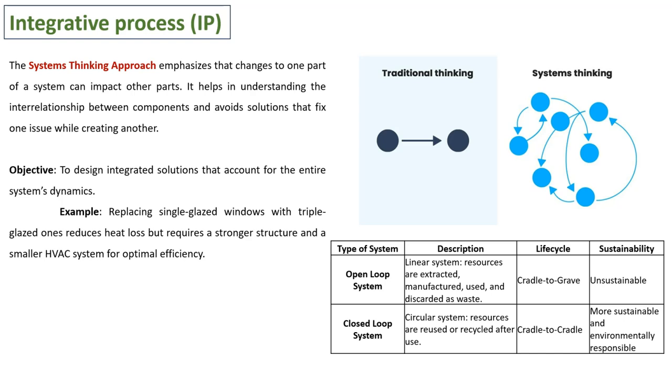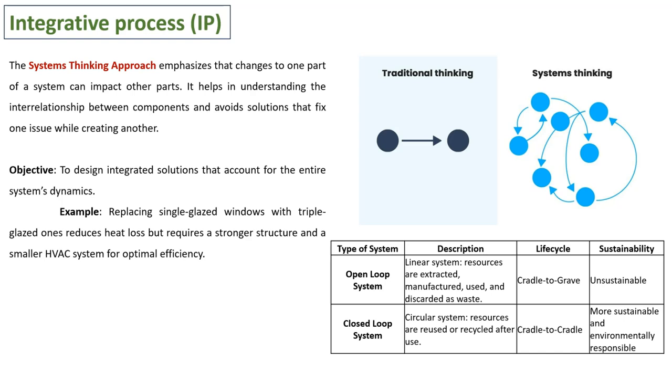Design integrated solutions that account for the entire system's dynamics. For example, replacing a single glazed window with a triple glazed one reduces heat loss. That is fine. But what happens? It requires a stronger structure and a smaller HVAC system for optimal efficiency. Because instead of a single glaze, you are going triple glaze, you are loading the foundation more. You are coming up with more dead load, right? Accordingly, you may need to design the foundation, with more material, more excavation, everything, right?